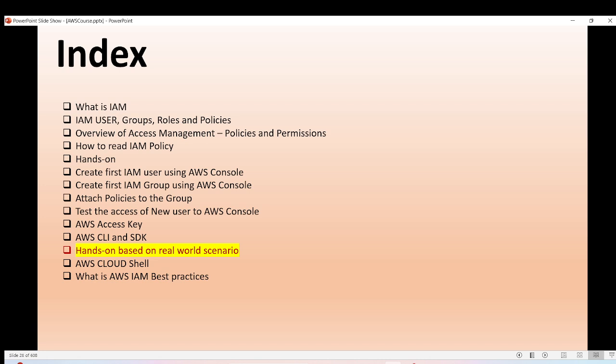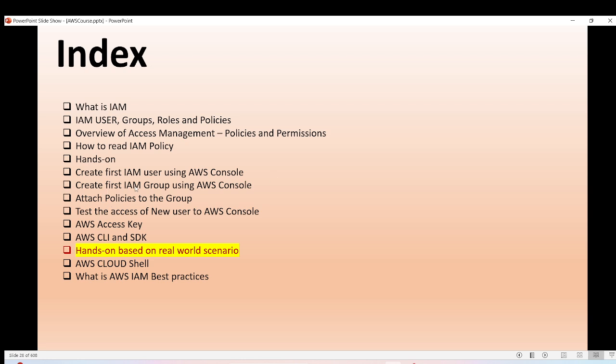First, we discuss the topics that we cover under this service. First, what is IAM? Second, IAM users, groups, roles and policies. Then an overview of access management, policies and permissions. How to read an IAM policy, hands-on. Create the first IAM user using the AWS console.